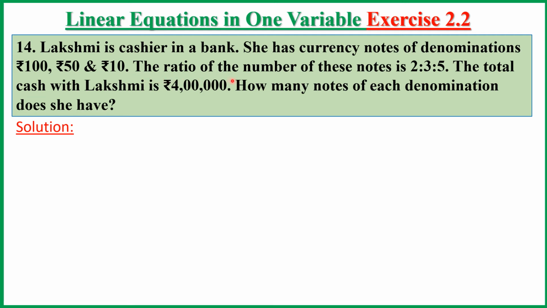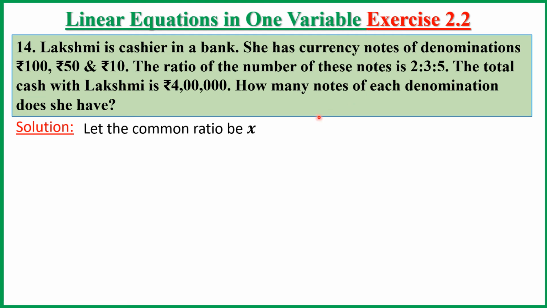The ratio of the number of these notes is 2:3:5. That is, 100 rupee notes she has 2 times, 50 rupee notes 3 times and 10 rupee notes 5 times. So 2:3:5. The total cash with Lakshmi is 4 lakh. So she has altogether 4 lakh with a combination of 100 plus 50 plus 10. So how many notes of each denomination does she have? They are asking how many 100 rupee notes she has, how many 50 rupee notes and how many 10 rupee notes. So this question is in the ratio format.